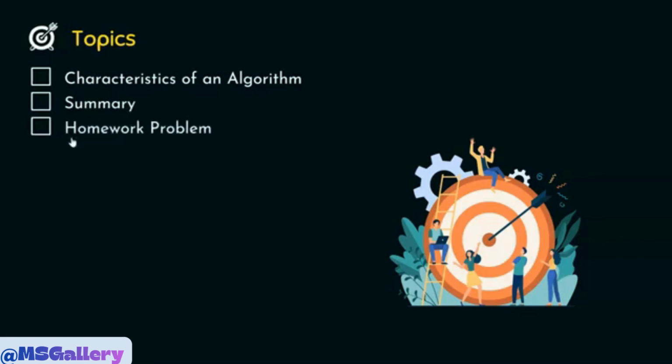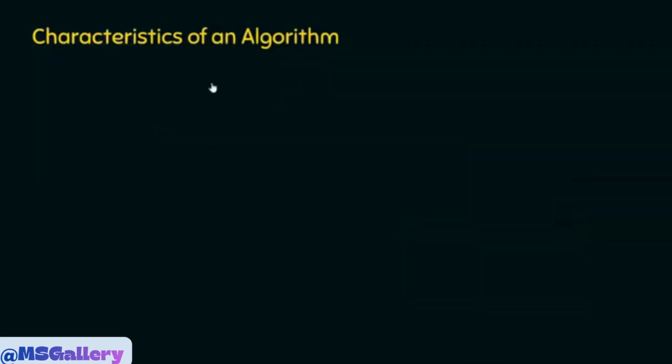And then finally, I will give you the homework problem of this lecture, which you need to solve on your own after completion of this lecture. So let's start with the characteristics of an algorithm. The first characteristic of an algorithm is input.